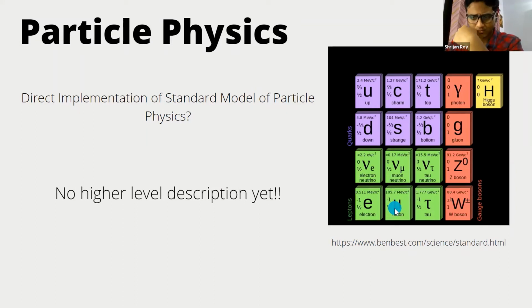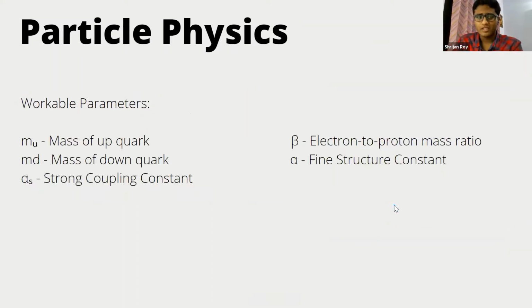So the workable parameters here will be the mass of the up quark, the mass of the down quark, the strong coupling constant which relates to the strong force, then the fine structure constant which obviously relates to the electromagnetic force, because alpha is e squared by hc in natural units, and beta is of course there, which is the electron to proton mass ratio, and some other miscellaneous workable parameters are also there, like the difference of mass between a neutron and a proton, but they are derived from these parameters itself.